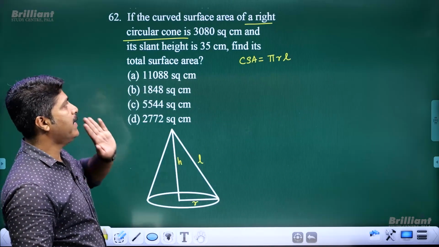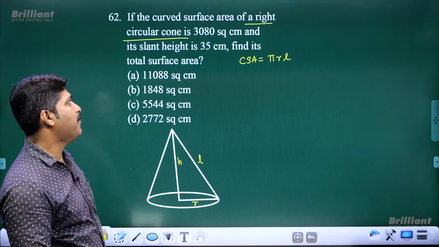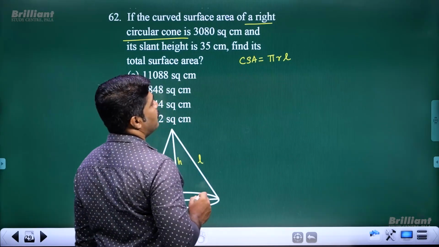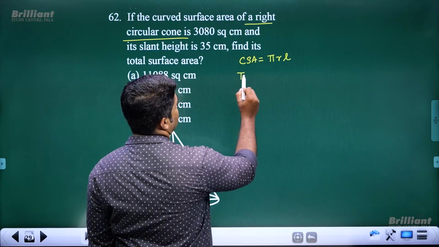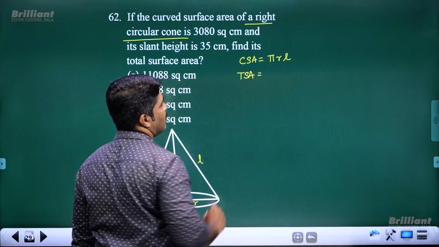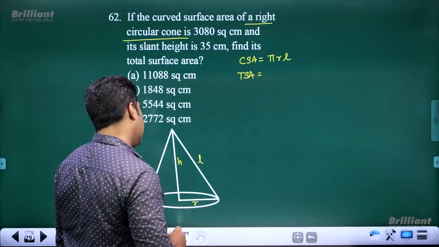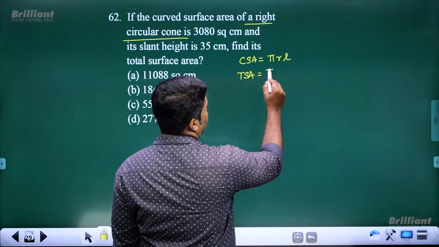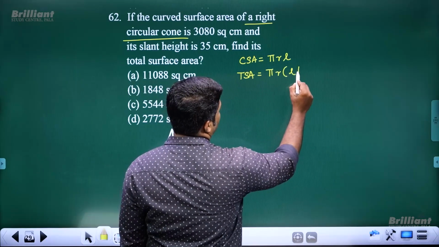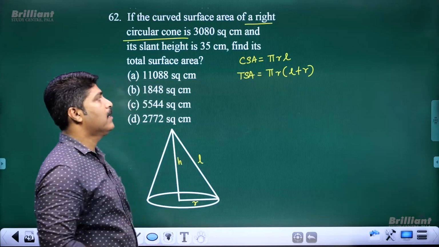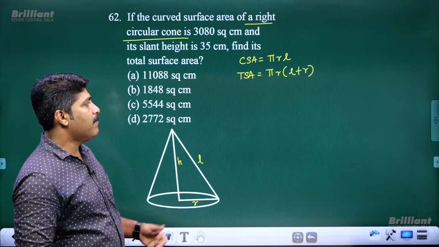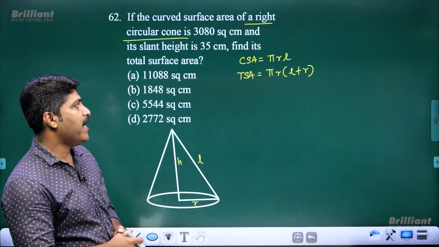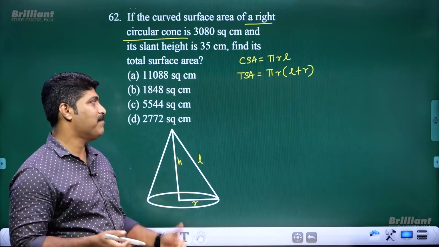It is given that it is 3080 and its slant height is 35 centimeter. Find the total surface area. So what is the total surface area? First of all, we have to consider these two results. Total surface area is nothing but pi r square, that is the base area, plus pi r L. Therefore we can combine it together: pi r into L plus r. As the curved surface area is available, we can find the total surface area. For that purpose, we have to find the value of r. That's the important point here.